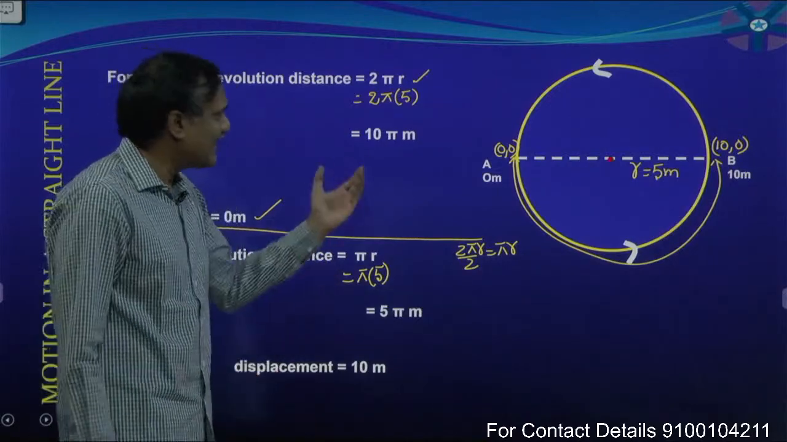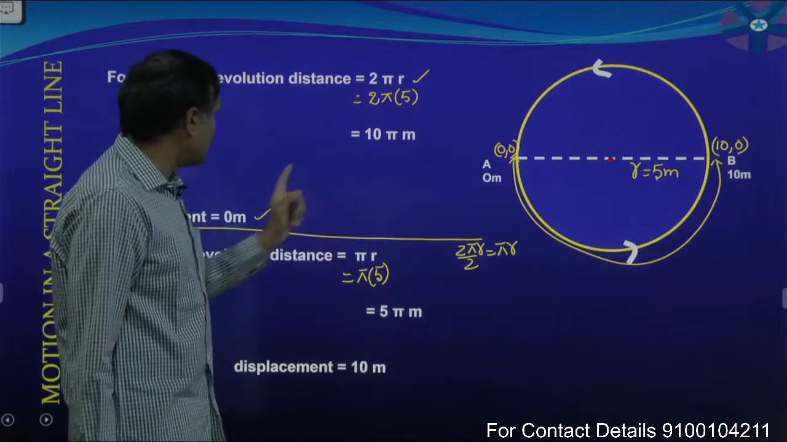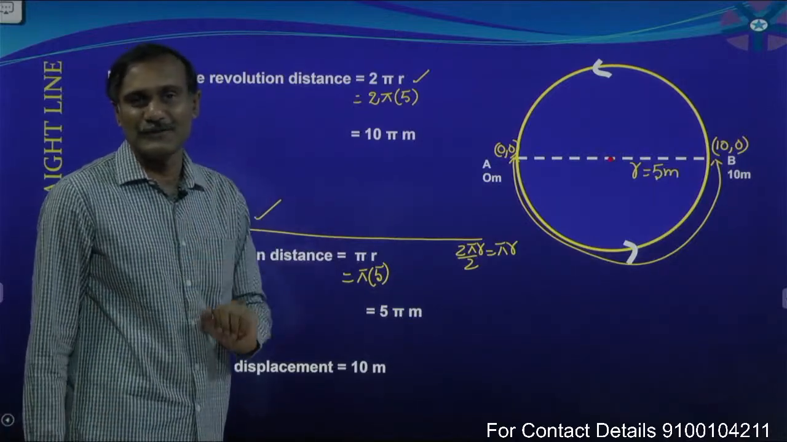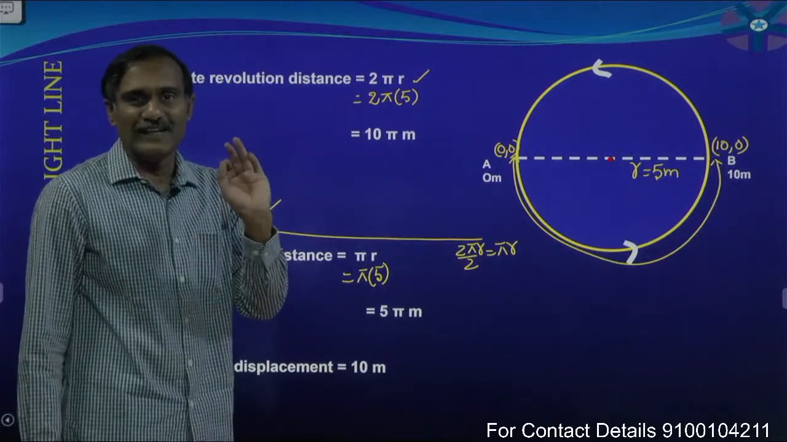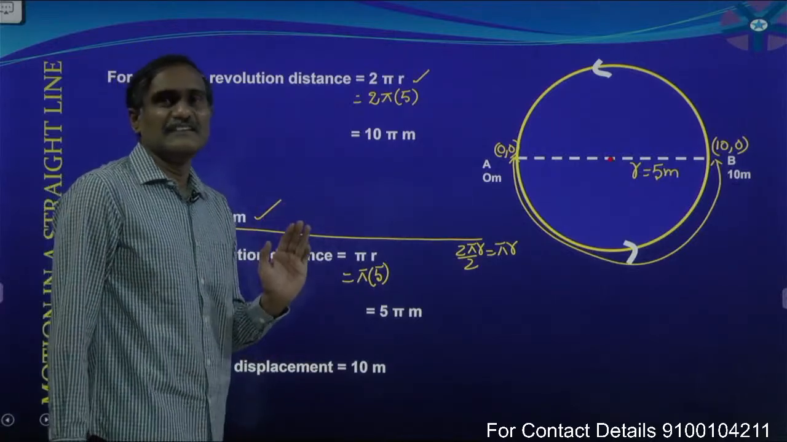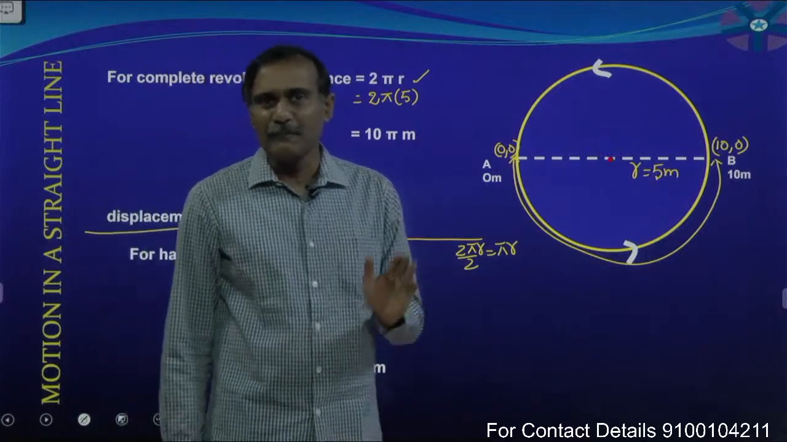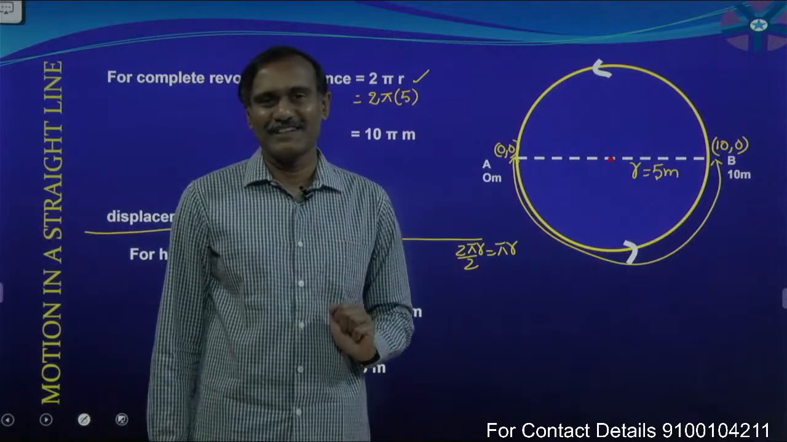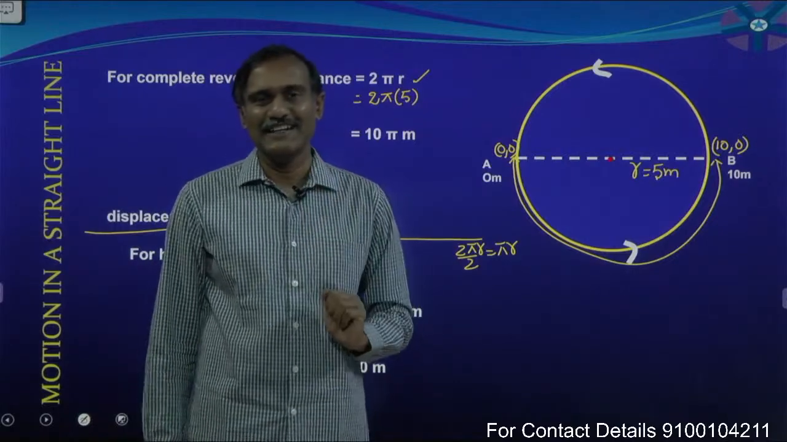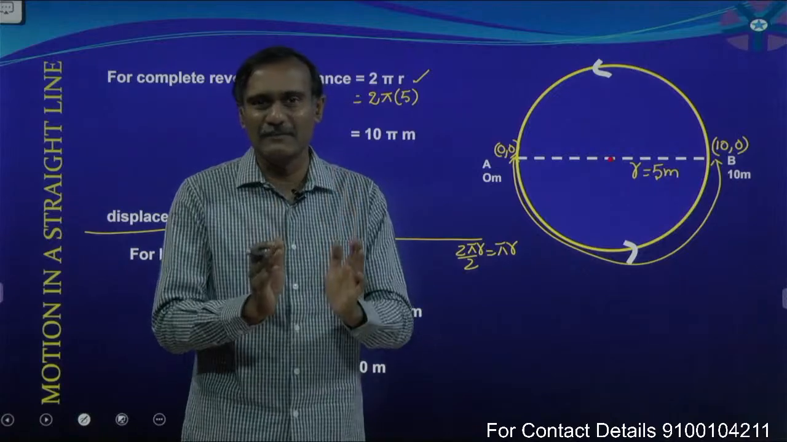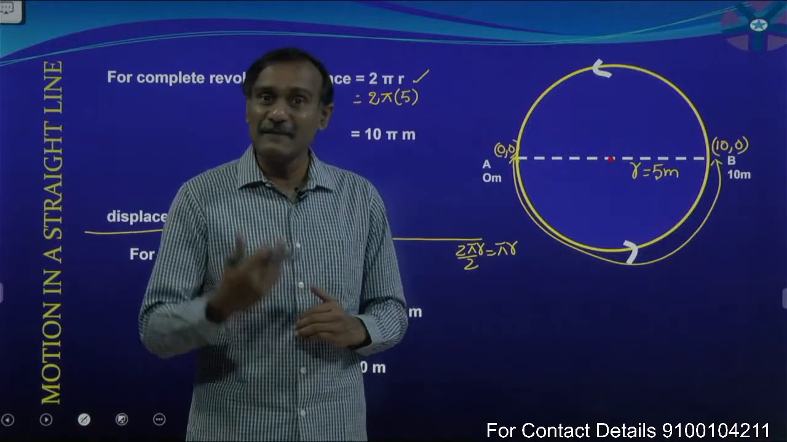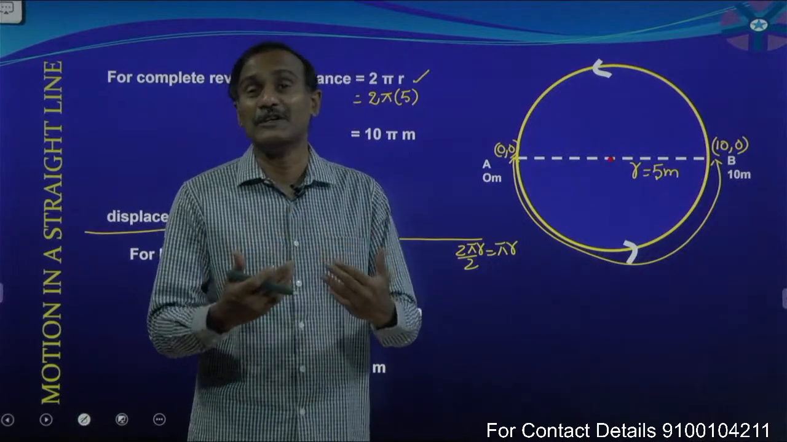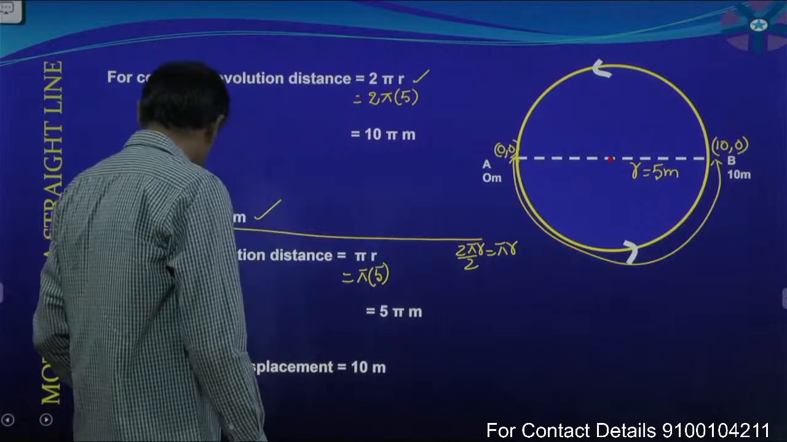Remember that. In the first case, displacement is 0, but path length is not equal to 0. Already in the last class we discussed that distance is always positive, it can never be negative, and it is never equal to 0. Displacement may be positive, may be negative, may be equal to 0. Now, next one.